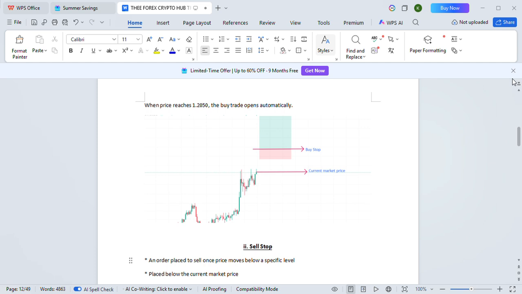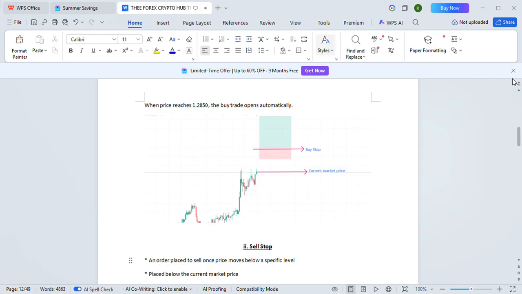It has to fill this gap, which was left on Monday. We have this gap. It has to be filled. So the market will come to this level probably, but not exactly at that level.